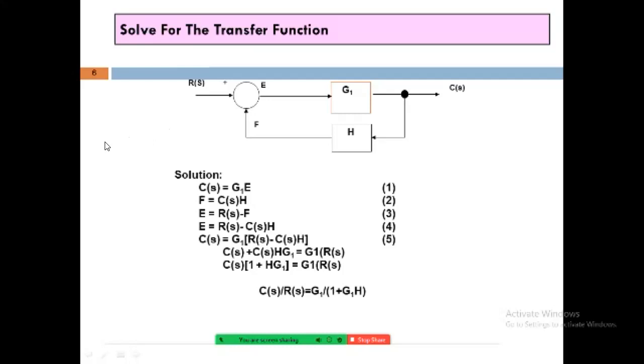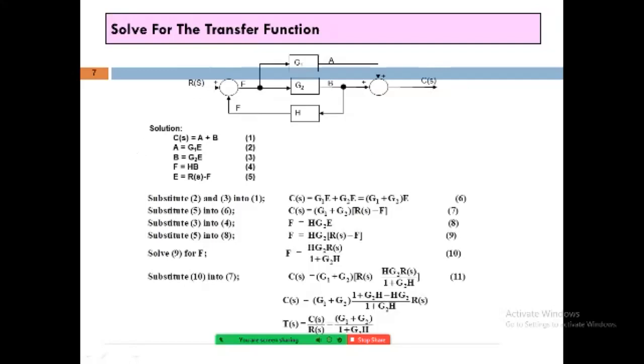Now what is the definition of transfer function? Yes, definitely it is the Laplace transform of the output to the Laplace transform of the input, and therefore by solving this complete equation as C(S) upon R(S), what remains on the right hand side? Yes, definitely it is G1 upon 1 plus G1 into H.